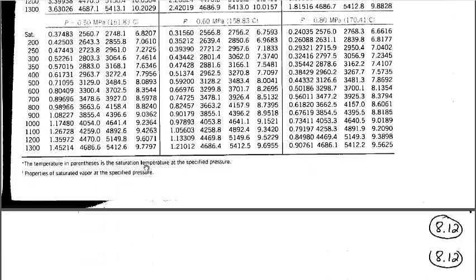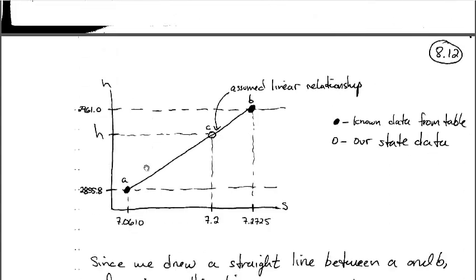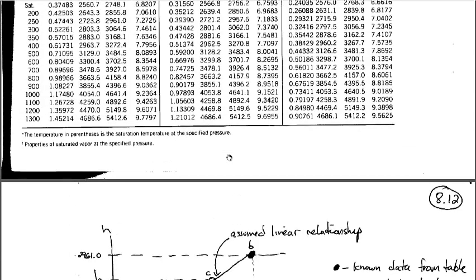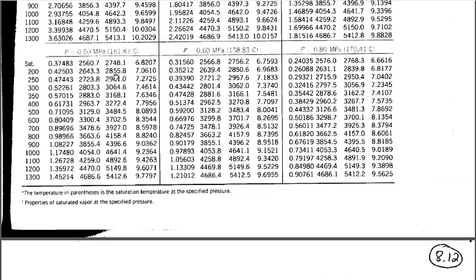Well, that's when I use linear interpolation. So what is linear interpolation? Well, the basic idea is that we assume that the behavior of a property as a function of the other property is linear. So in other words, the change in enthalpy as we go from an entropy of 7.0610 to 7.2725 will change linearly from 2855.8 to 2961.0.